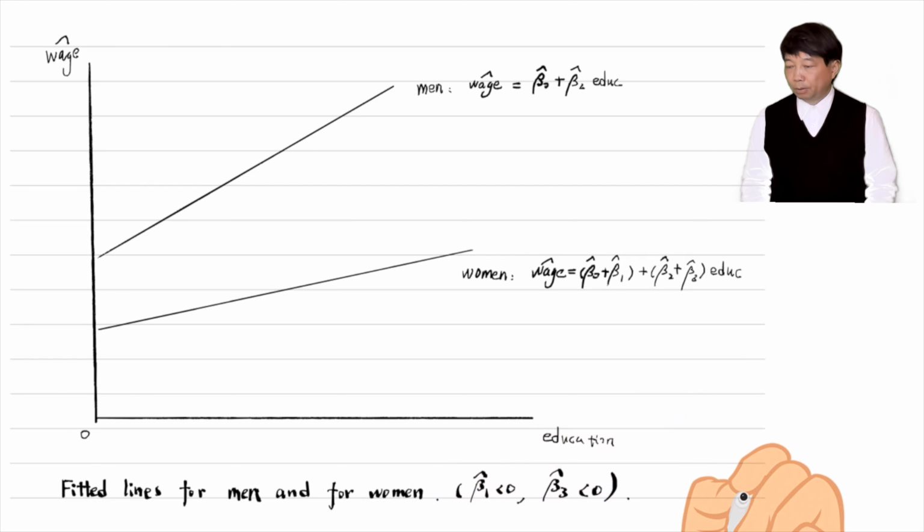From this example, we understand that if we include an interaction between a continuous variable and a dummy variable in the model, the marginal effect of the continuous variable on the outcome variable can differ across the two groups defined by the dummy variable. Here, the marginal effect of education on wages can differ by gender.